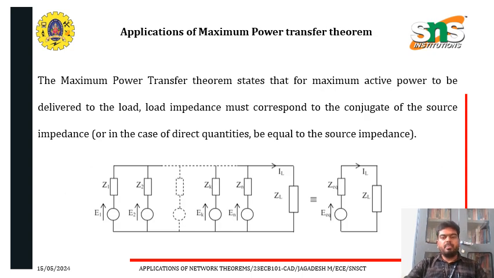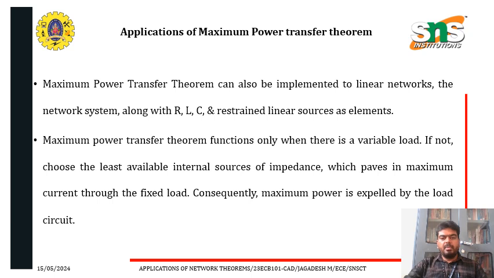The next thing is the maximum power transfer theorem. It states that for maximum active power to be delivered to the load, the load impedance must correspond to the conjugate of the source impedance. This is called the maximum power transfer theorem. It can be implemented in linear networks with RLC and restrained linear sources as elements. The maximum power transfer theorem functions only when there is a variable load. If not, choose the least available internal source impedance, which results in maximum current through the fixed load. Consequently, maximum power is delivered to the load circuit.